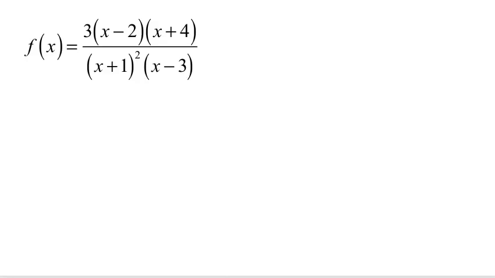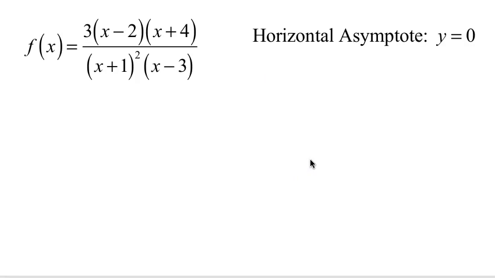We've got f of x is 3 times (x minus 2) times (x plus 4) over (x plus 1) squared times (x minus 3). If I multiply this out, I'll have 3x squared plus stuff upstairs, and 1x cubed plus stuff downstairs. This is a bottom-heavy fraction. The degree of the bottom, x cubed, is bigger than the degree of the top, x squared. If the degree of the bottom is greater than the degree of the top, we know we have a horizontal asymptote at y equals 0.